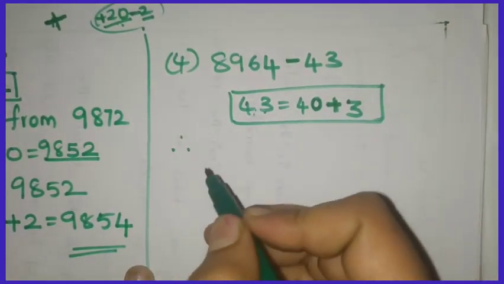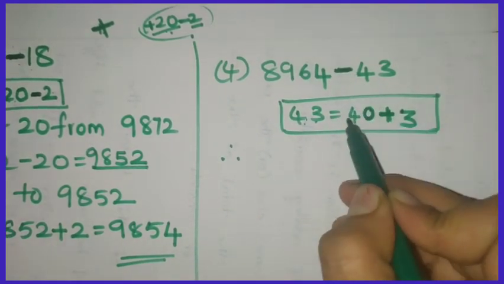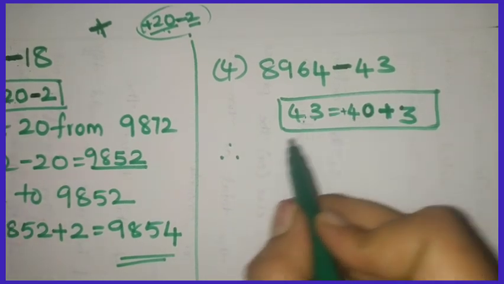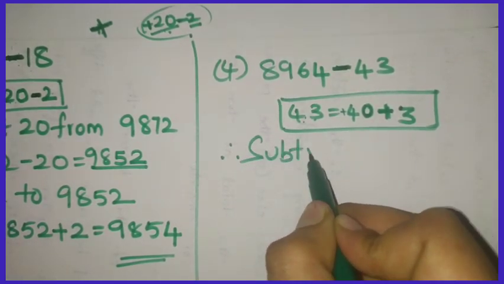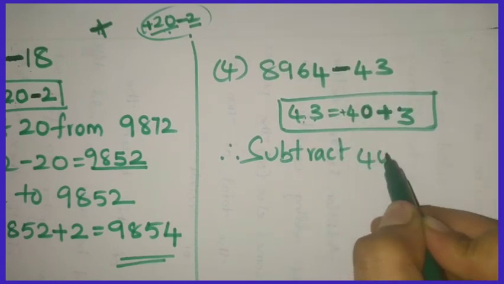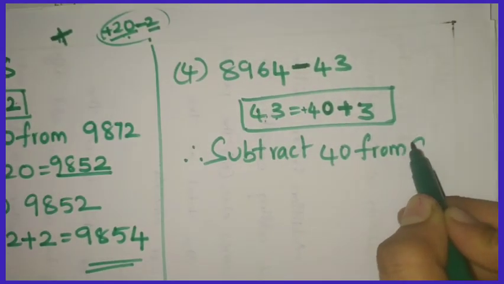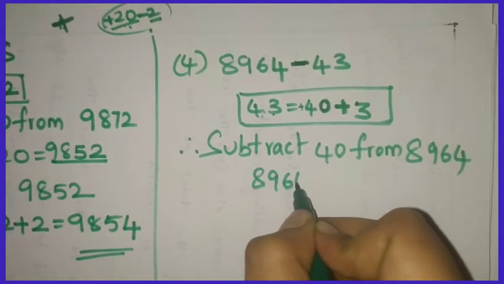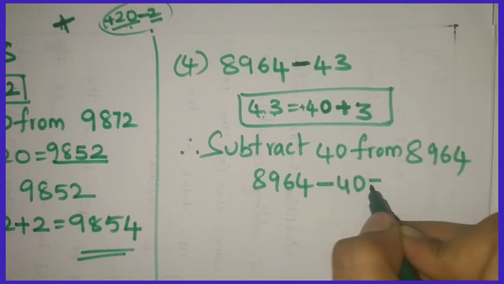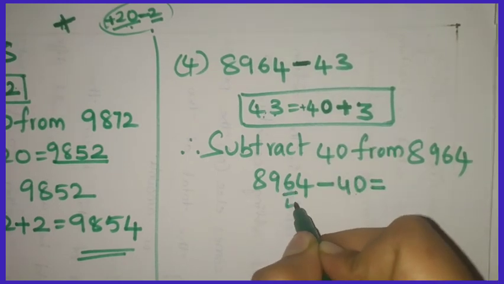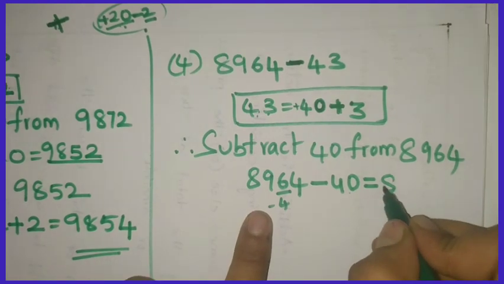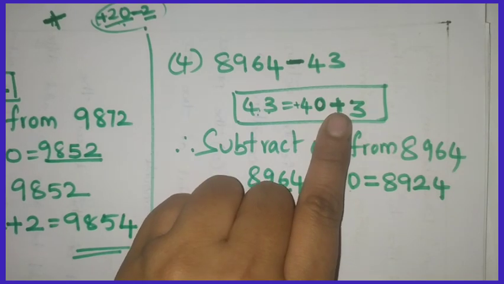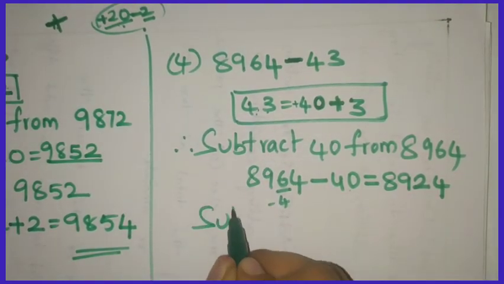Now what I said, for subtraction means we will do the opposite. Here nothing is there, means addition only. So first we will subtract 40 from 8964, okay. 8964 minus 40, for the tens place we have to subtract 4, then we will get 8924, okay. Now here also an addition symbol is there, so we will do subtraction again, okay.